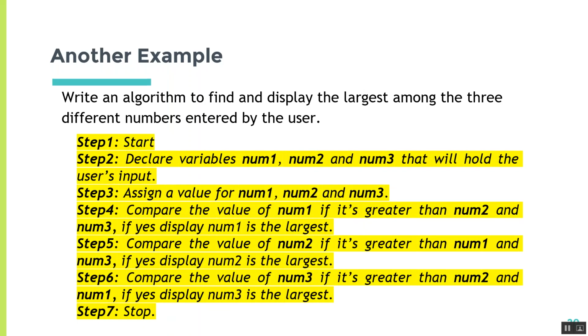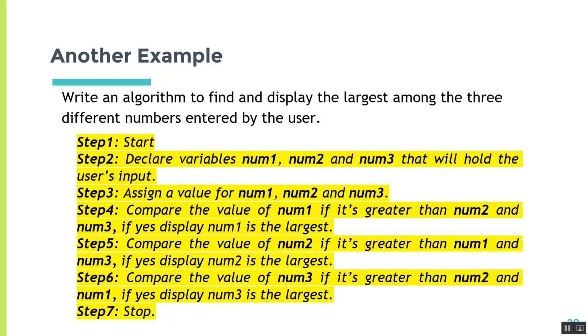It states here that step 1 is start, step 2 is declare variables num1, num2, and num3. So there are three variables because in our problem it says that we need to find and display the largest among the three different numbers. So we need a container for those three different numbers. We don't know yet about those numbers, so that's why we created variables num1, num2, and num3. So they will hold the user's input.